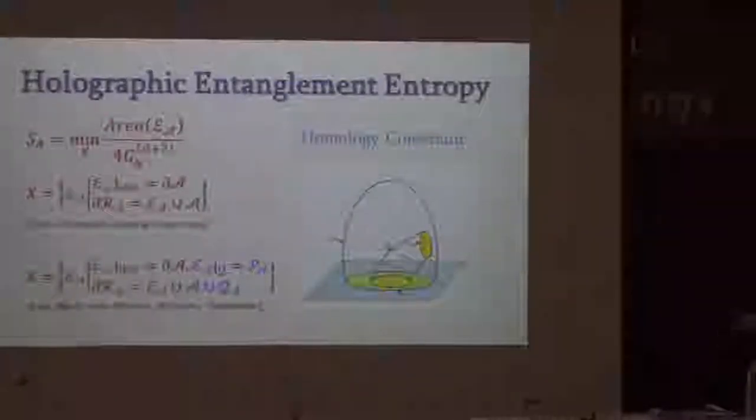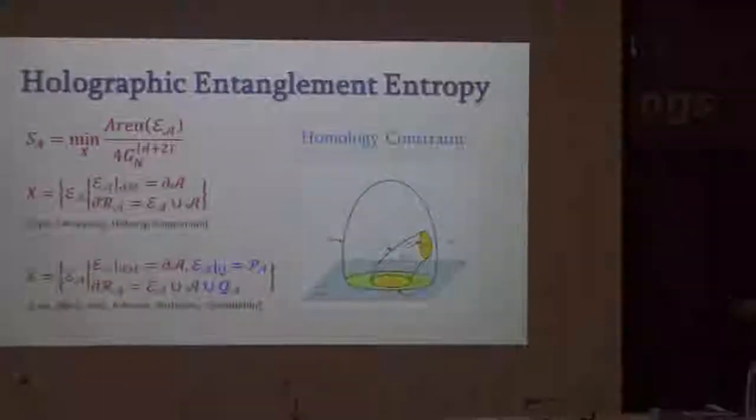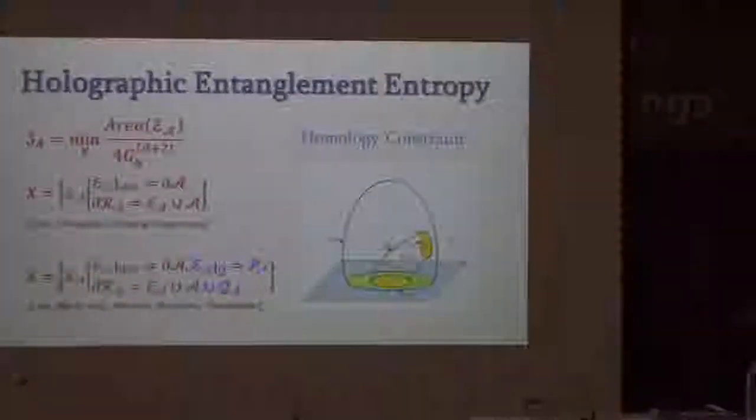So we introduce a more geometric system here. We want to consider a region A inside this green part, and we want to calculate the entanglement entropy of this region A. According to the so-called RT formula, the entropy is proportional to the area of the minimal surface. And the minimal surface, epsilon A, is just this part.